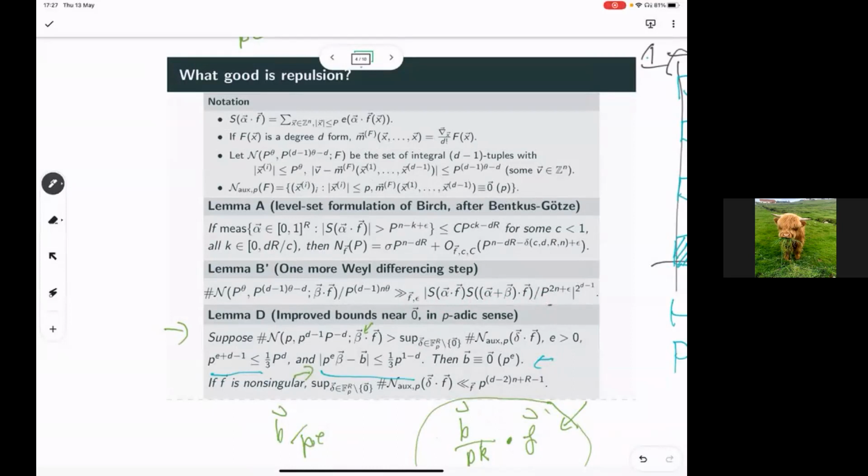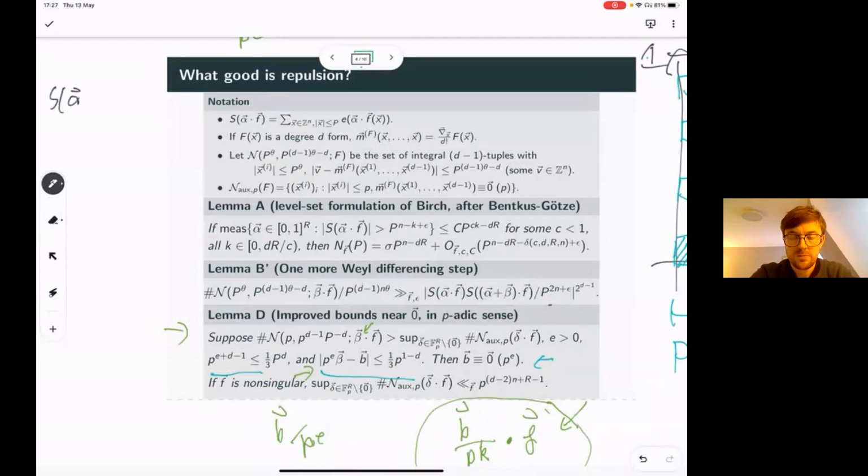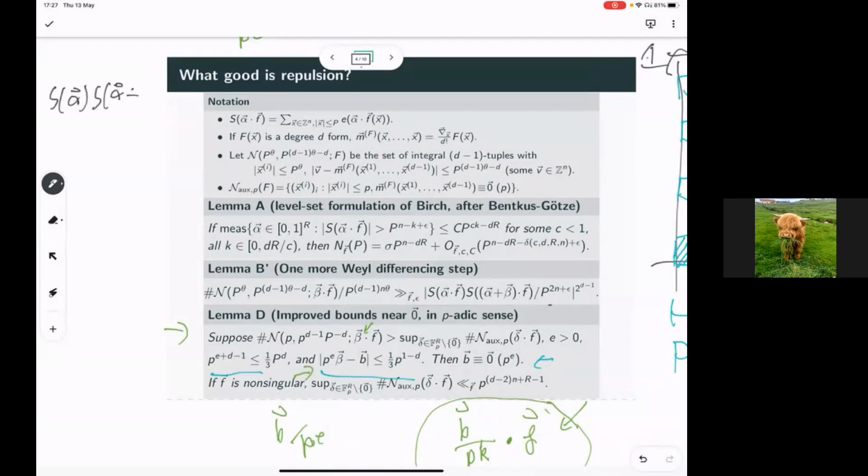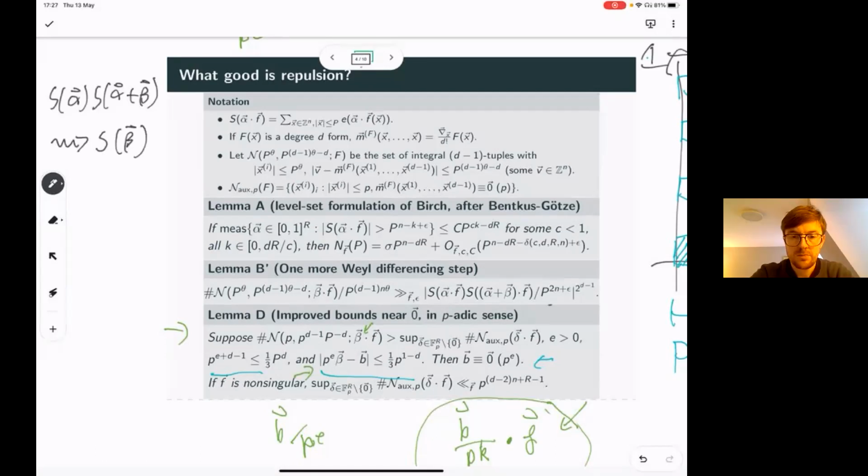So it is tempting to see this as going from S of alpha plus beta. So I'm just being a little lazy and using inconsistent notation, S of alpha instead of S of alpha dot F. It is tempting to see this as going from S of alpha dot beta to S of beta. And in a sort of moral sense, perhaps this is what's going on. But this very much isn't what one actually sees in the proof of this.